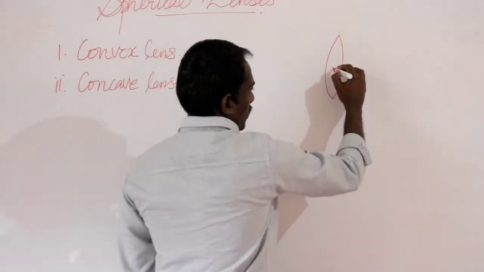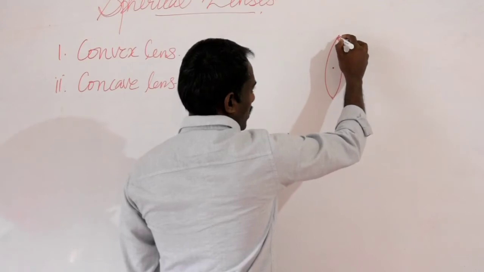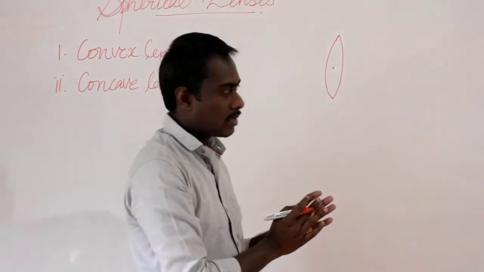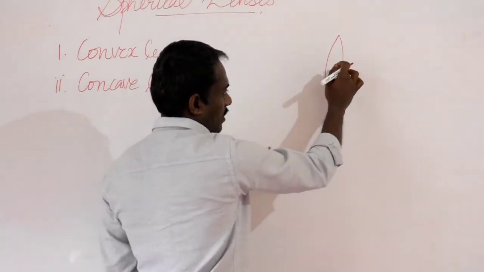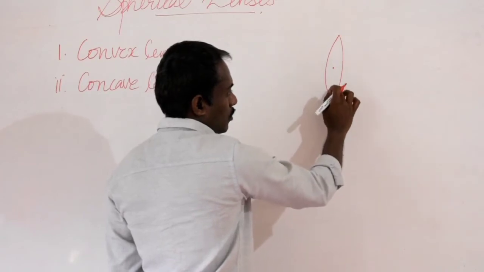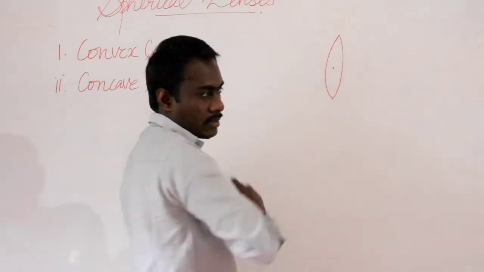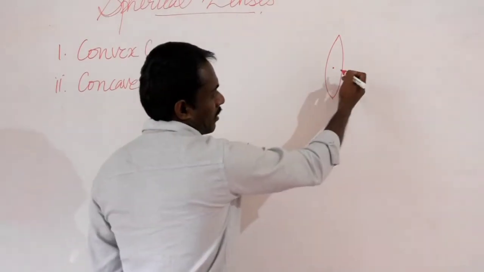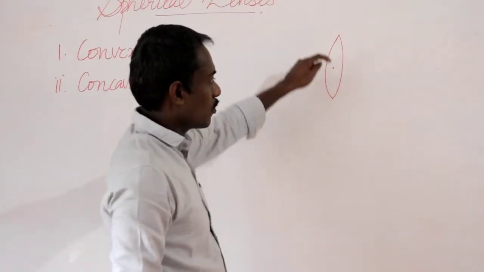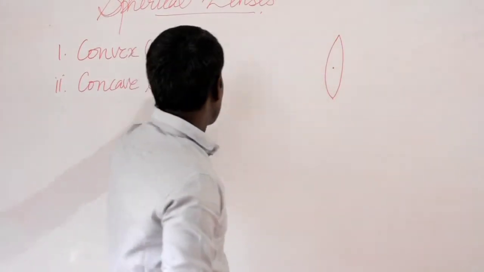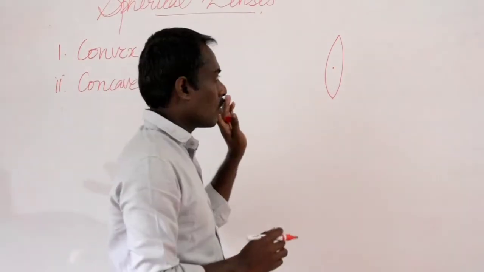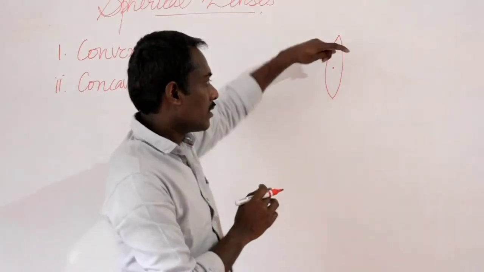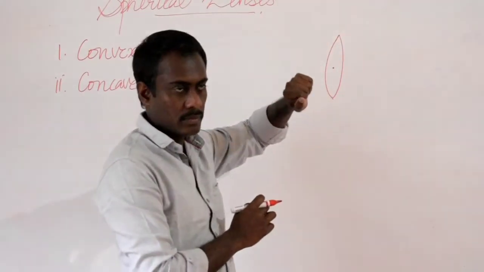As we move from the optical center towards the edges, on both sides the lens becomes thinner. By this physical appearance we can understand that this is a convex lens, which becomes thinner towards the edges and thicker at the center.